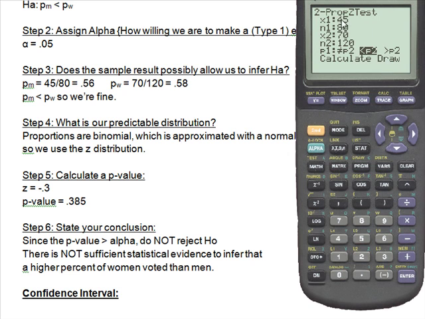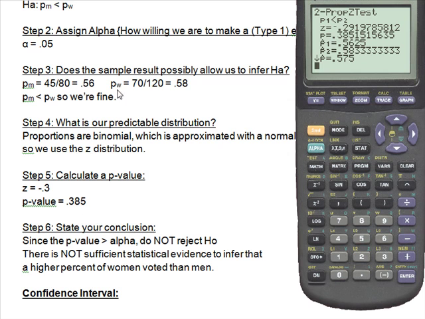All right, so plug in the numbers. So x1 was men, so 45 men out of 80. Women was 70 out of 120. And we want the less than this time, so we'll hit enter there, and then calculate, and we'll hit enter. Okay, so our z-stat turns out to be really quite small. Basically minus 0.29, or minus 0.3. So we'll put that here. And our p-value turned out as 0.385.